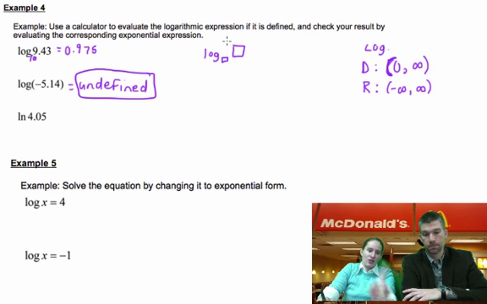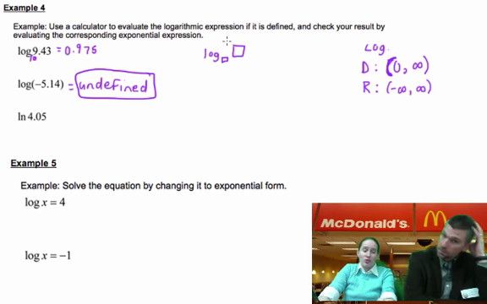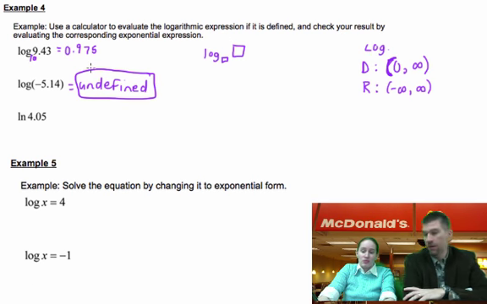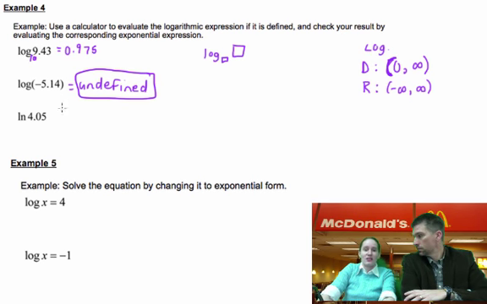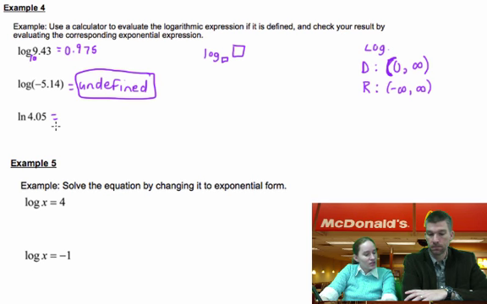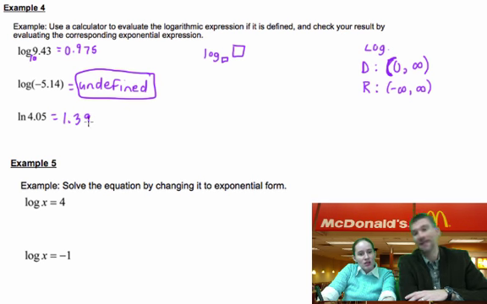If you type in log of negative 5.14, it will give you an error. It gets you an error message. That is helpful to know, because it means it's undefined there. So natural log, on the 84s, you have to press second and then the log button. It may be somewhere slightly different on the Inspire, but you should be able to find it. You're just looking for the little ln in there. ln of 1.3 is going to be 1.3987.